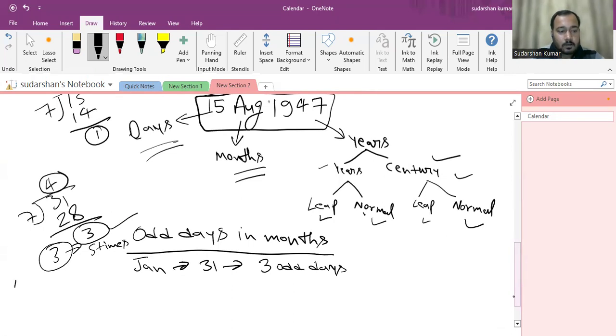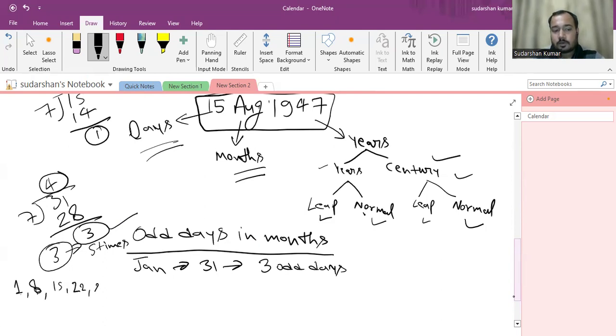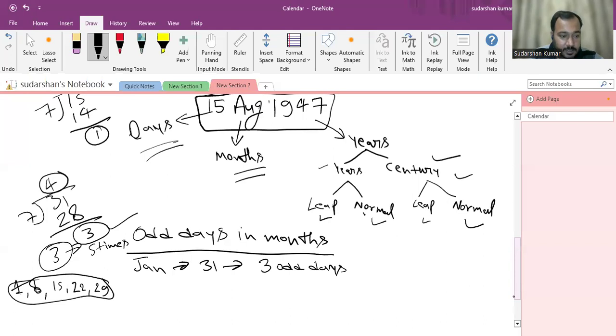In January, 1st January will repeat on 8th. After every 7 days, the same day repeats. So 1st January repeats on 8, 8 repeats on 15, 15 repeats on 22, 22 repeats on 29. It means the day on 1st January repeats 5 times in that month. And the 1st and the 29th day of any month are always the same.